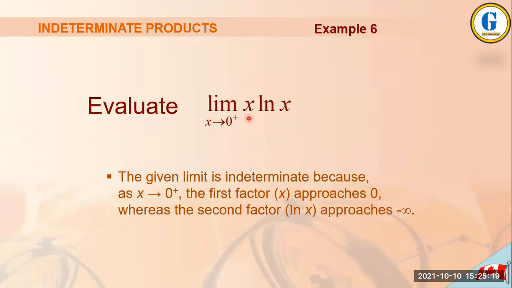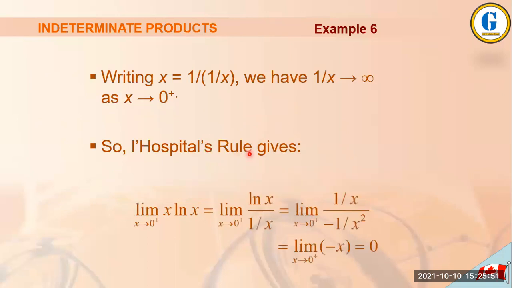For example, let's apply this limit: limit of x ln x as x tends to 0 from above. This limit is indeterminate because as x tends to 0 from above, the first factor x tends to 0, whereas the second one tends to negative infinity. The ln x as x tends to 0 from above is negative infinity. So what's 0 times negative infinity? Is it negative infinity or 0? So be careful with this type of limit. We have to see how we can arrange it and not just blindly apply L'Hopital's rule.